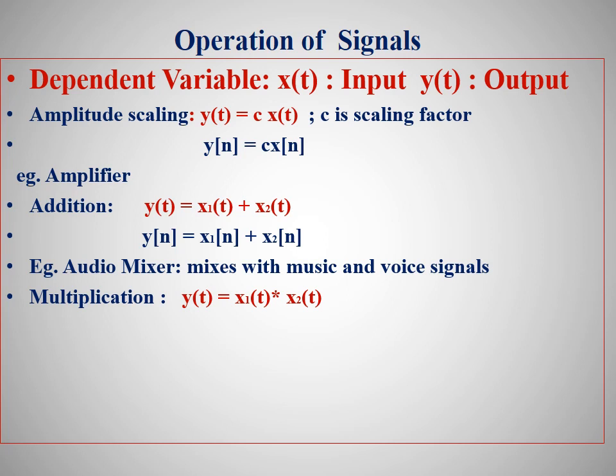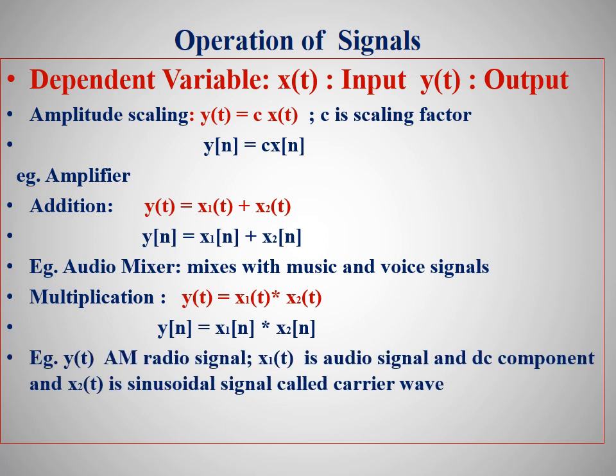Next is the operation of multiplication of signals, where if we have two inputs x1 of t and x2 of t, the output y of t is going to be equal to x1 of t into x2 of t. In the discrete domain, y of n would be equal to x1 of n into x2 of n. An example for multiplication is an AM radio signal, where x1 of t is an audio signal with DC component and x2 of t is a sinusoidal signal called the carrier wave. These two are multiplied to get the radio signal.